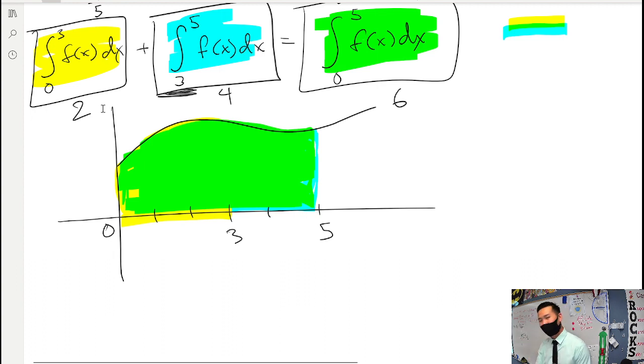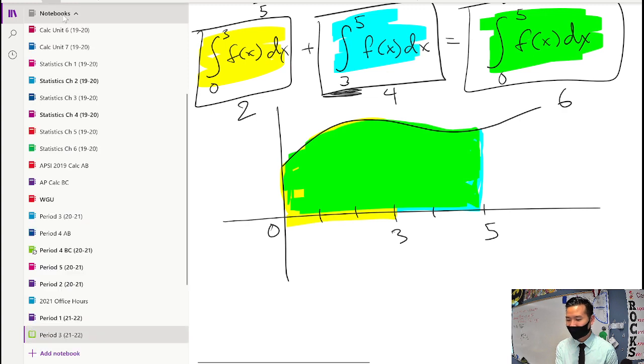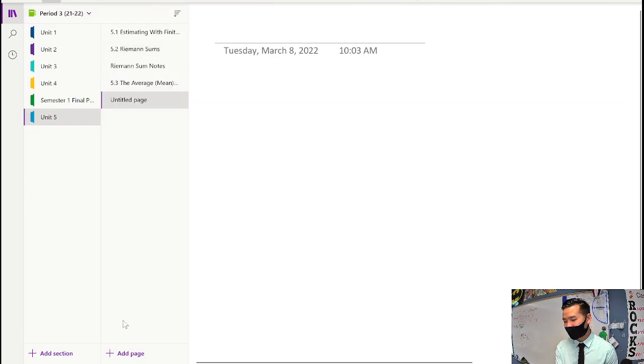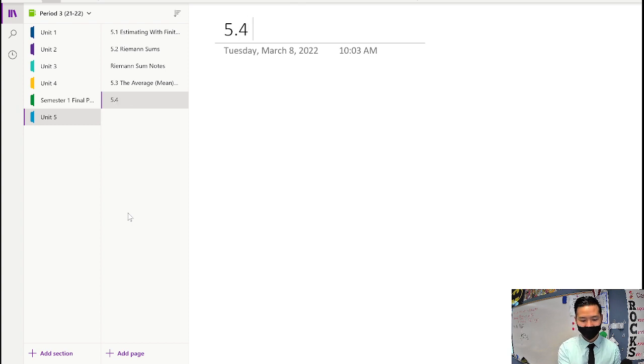Because I'm going to move on to the last section for this chapter. Let's check out 5.4, the trapezoidal rule. You didn't have to create a sidebar for this part.